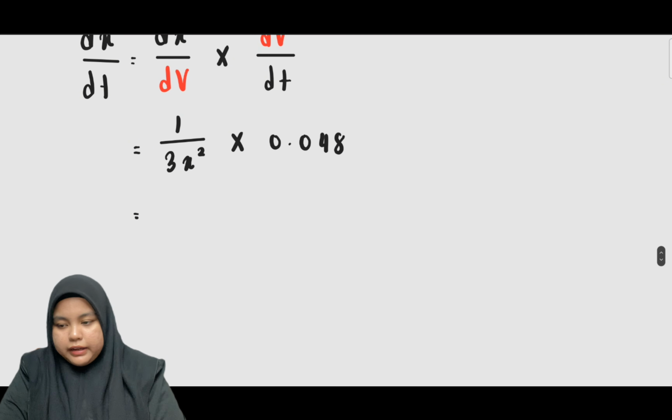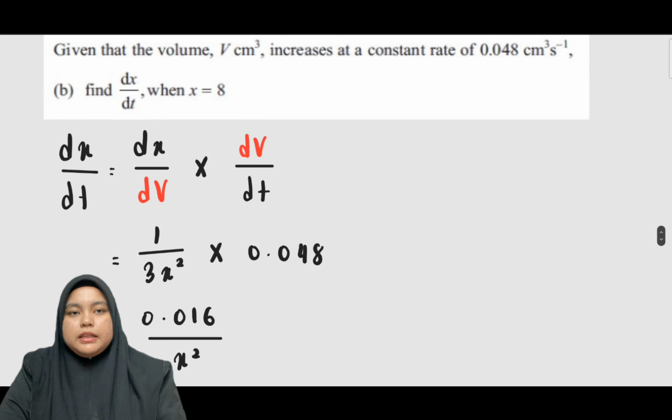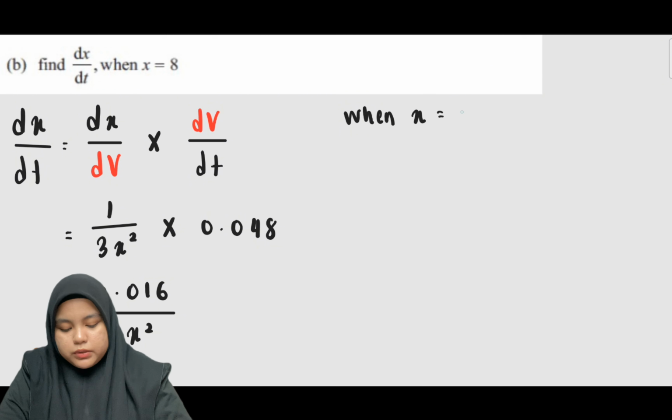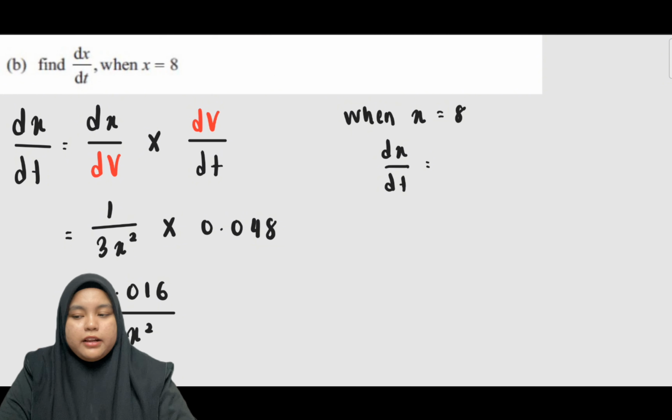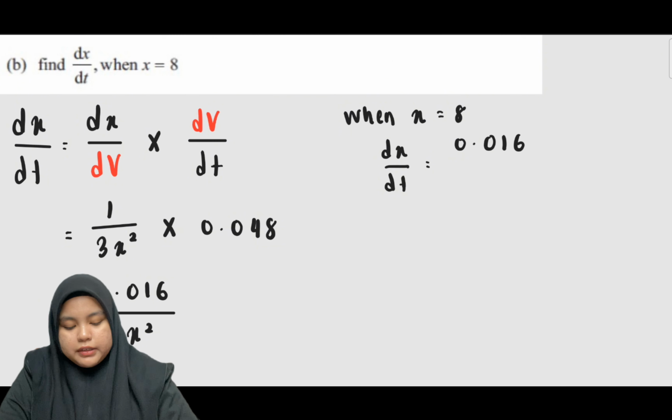Kemudian darabkan akan jadi 0.016 over x kuasa 2. Kat sini dia minta bila x tu adalah 8. So when x equals to 8, dx over dt, masukkan je nilai 8 tu dekat dalam formula yang kita dah dapat tadi, 0.016 over dengan 8 kuasa 2.